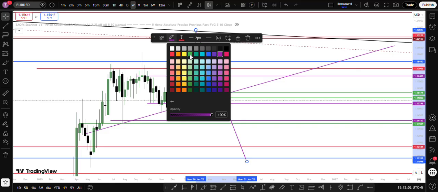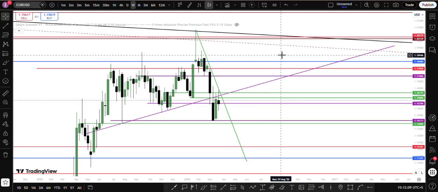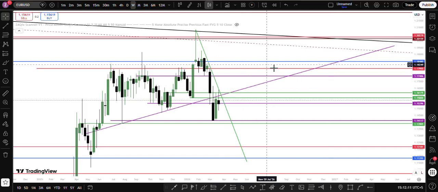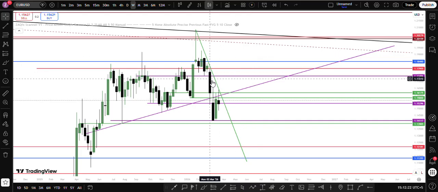So anything to do with green is weekly. Anything to do with blue is 3 months. Anything to do with the purple, magenta, is the monthly chart. Anything to do with brown is 1 year. Anything to do with black or maybe the 6 months is red. So you see the price has been.